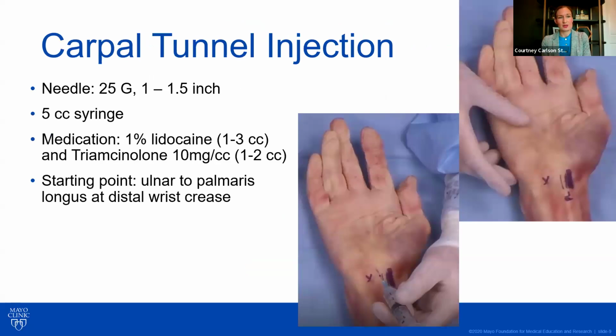Some techniques of doing the carpal tunnel injection: I use a 25 gauge needle that's usually about 1 to 1.5 inches long. I typically will use a 5 cc syringe, and I will use a 1% lidocaine and Kenalog or triamcinolone, the 10 milligrams per cc dosing. And in total, I use about 4 to 5 cc's of the lidocaine and steroid. The starting point for this injection is going to be just ulnar to the palmaris longus at the distal wrist crease.